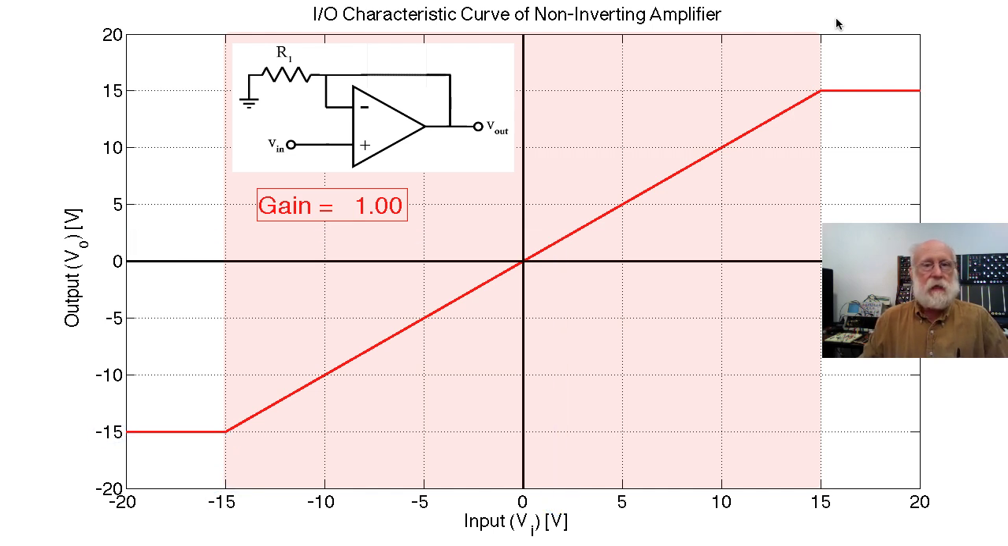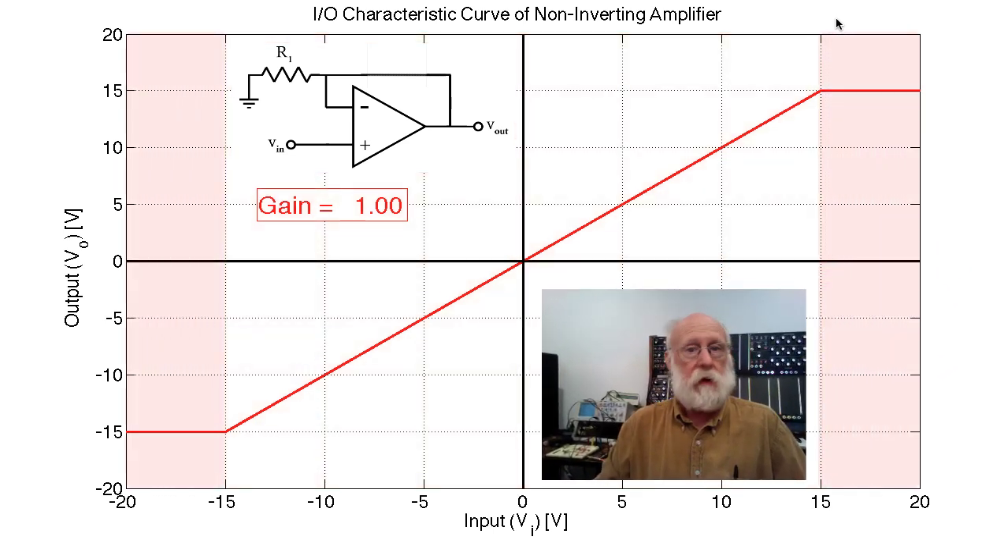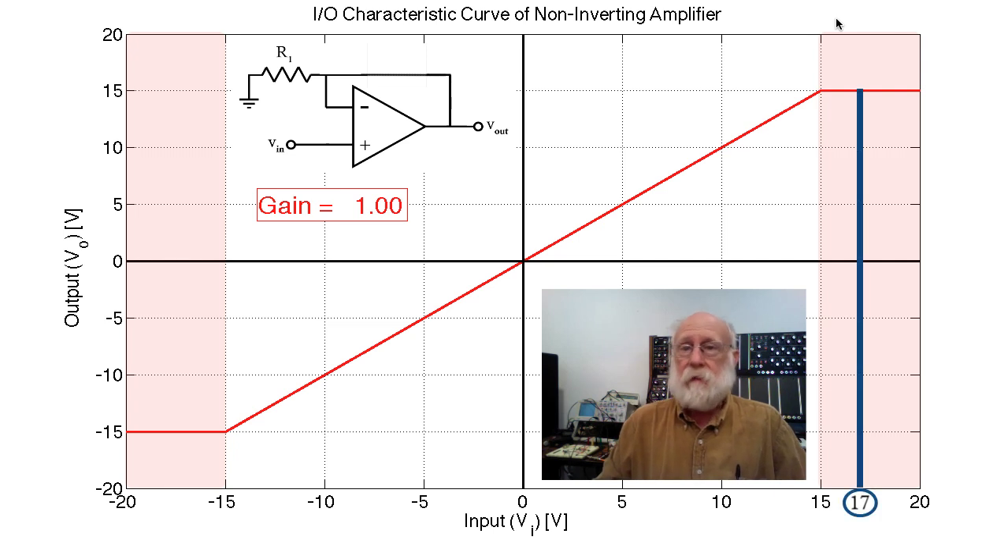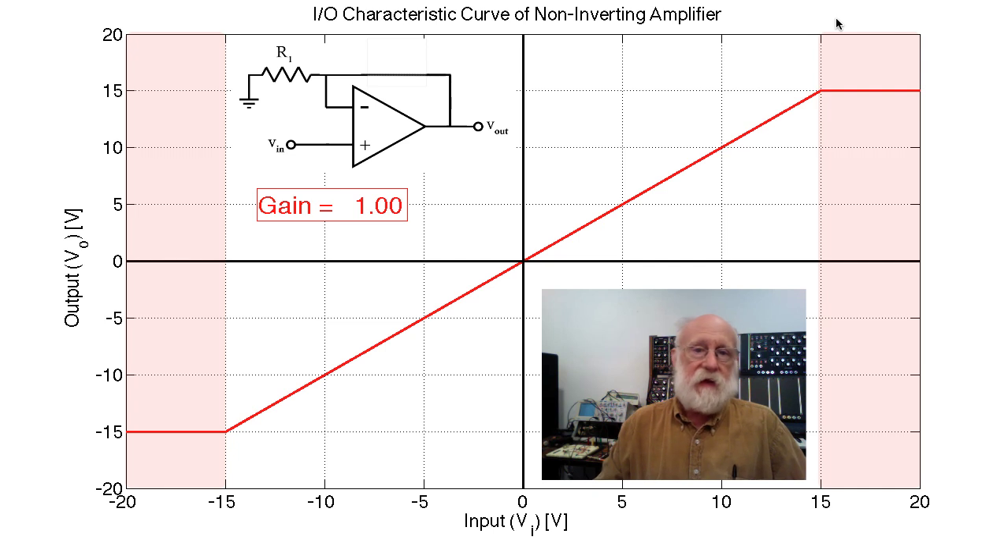Now, what happens if the input goes outside of that range? If the input, for example, goes to 17 volts, the op-amp can't do that because the highest it can go is 15 volts, and so it is now in what is called the saturation region. It's gone as far as it can go. It can't go any farther, and actually at this point the negative feedback breaks down, and the op-amp will not be able to maintain the two inputs at the same voltage. And the same thing happens on the negative end. If you go more negative than minus 15, then the output's going to pin itself at minus 15 volts. It can't go past that.